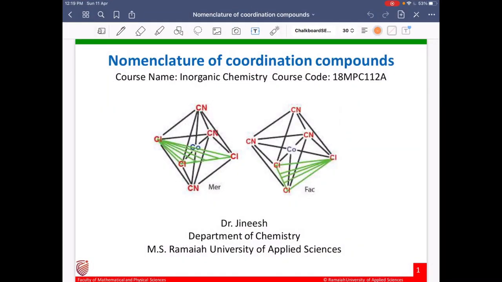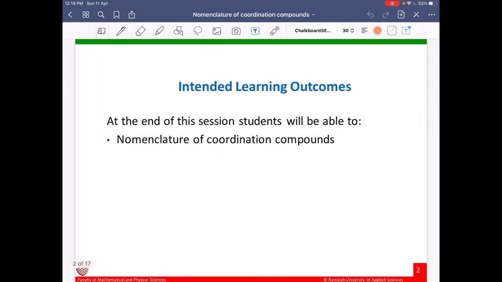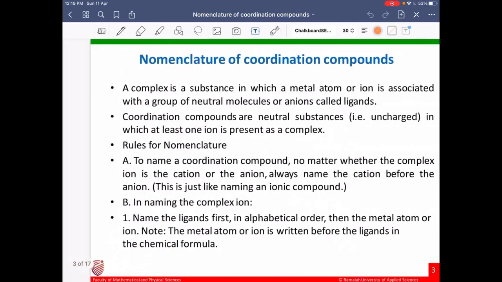Next topic is nomenclature of coordination compounds. At the end of this session, students will be able to perform nomenclature of coordination compounds.